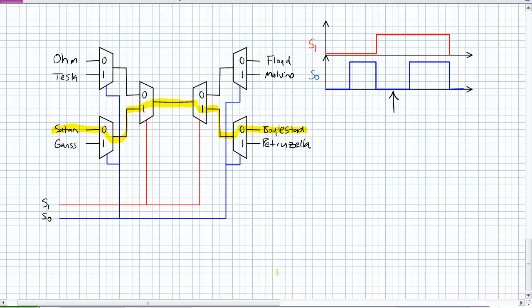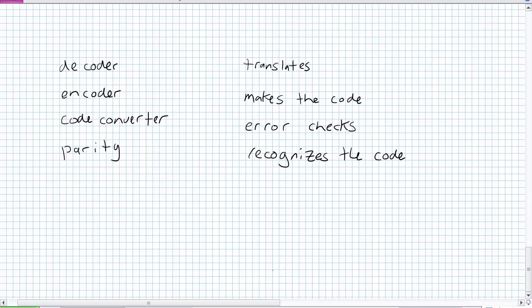So let's move on to our next common function of combinational logic circuits, namely our combination of decoders, encoders, code converters, and parity. We'll wrap up this Unit 6 review. Here are some common functions of combinational logic circuits on the left-hand side, namely the decoder, encoder, code converter, and parity. And here are some descriptions on the right-hand side, not necessarily in order. Go ahead and see if we can draw the line from the name to the description.